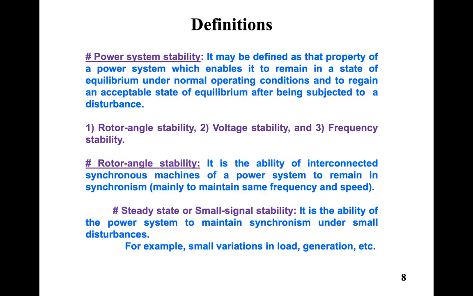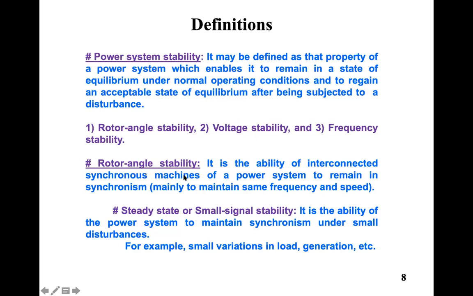If not, then the system is unstable. Now, there are 3 types of stability. One is called rotor angle stability, other is called voltage stability, third one is called frequency stability. Although all are interrelated and very nearby, still the literature distinguishes them: rotor angle, voltage stability, frequency stability.